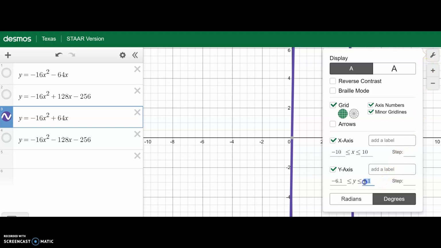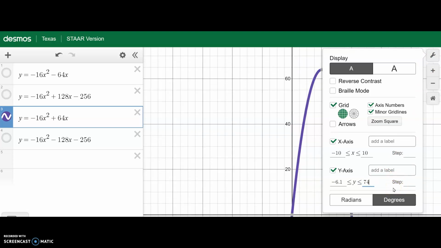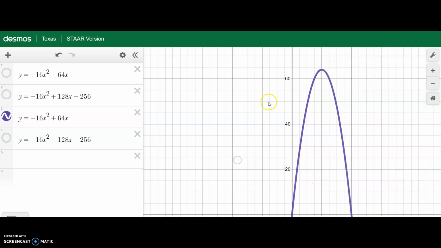So what I'm going to do on the y-axis, you see this right number? That's the highest my graph is going. So I'm going to change it to 74. You can change it to 70, whatever you want, just so that you can see it. And now that I start clicking on my Desmos calculator, I can see all these points now.